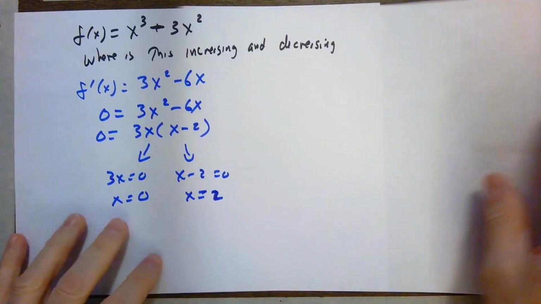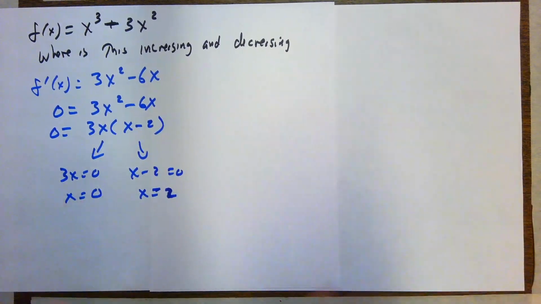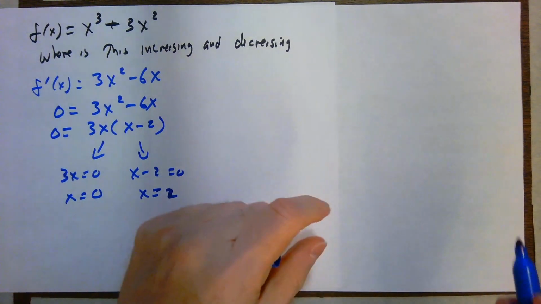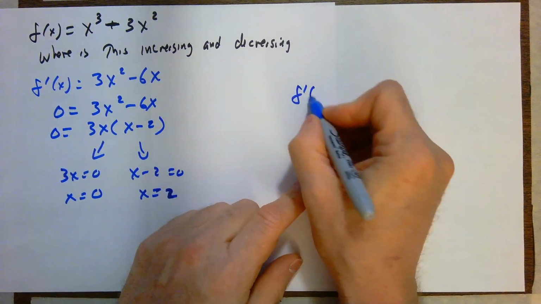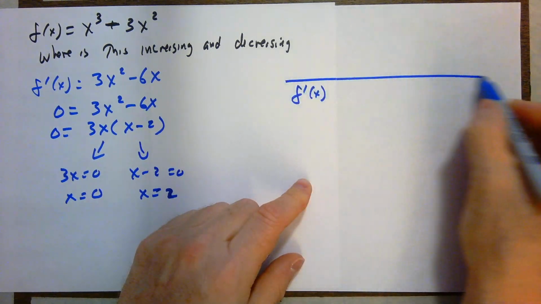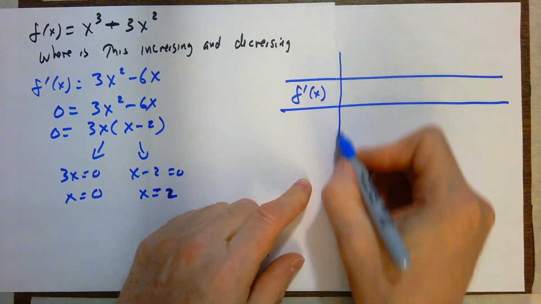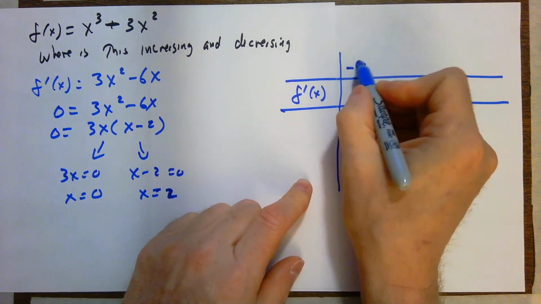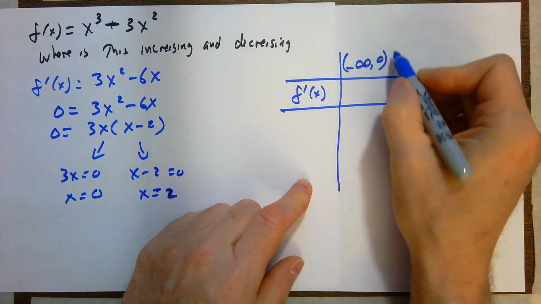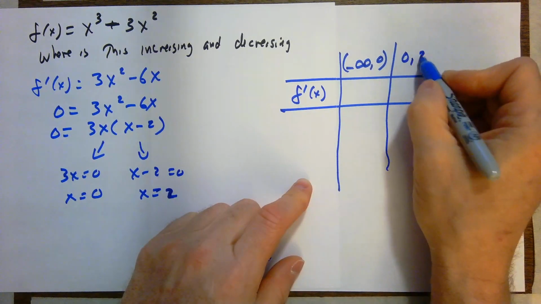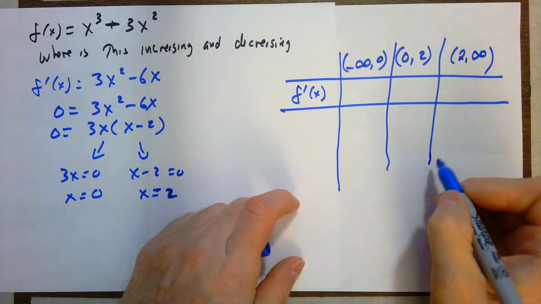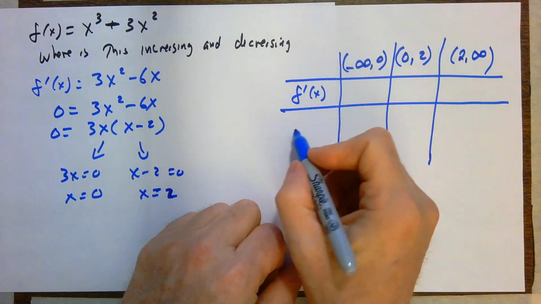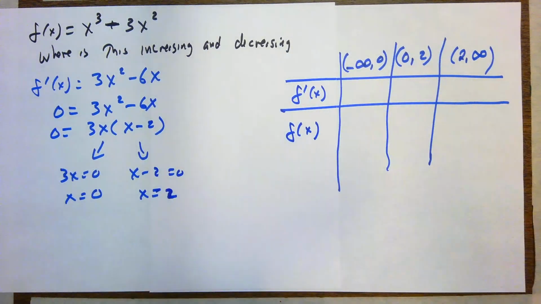So in my function, I'm going to create a table now, and I'm very interested in the intervals. I'm going to look at my function, and I want to look at the derivative, but I'm very interested in looking at the derivative from negative infinity to 0, and then from 0 to 2, and then from 2 to infinity. And when I know what's happening here, I will know more about my original function.